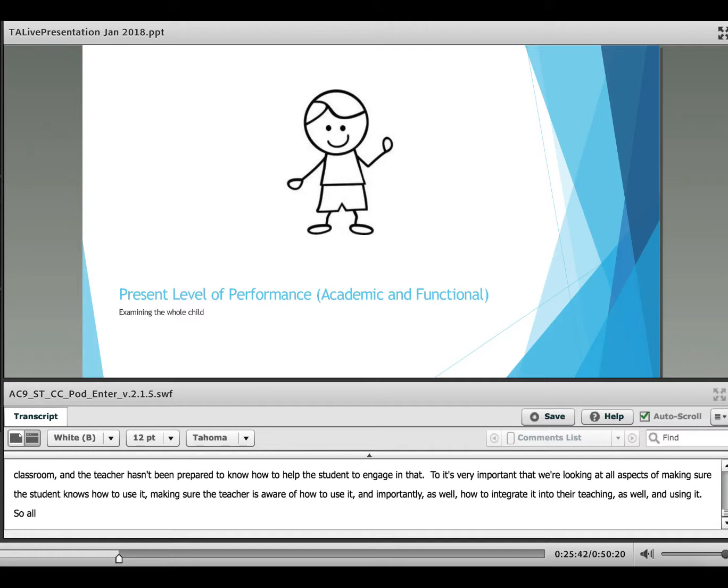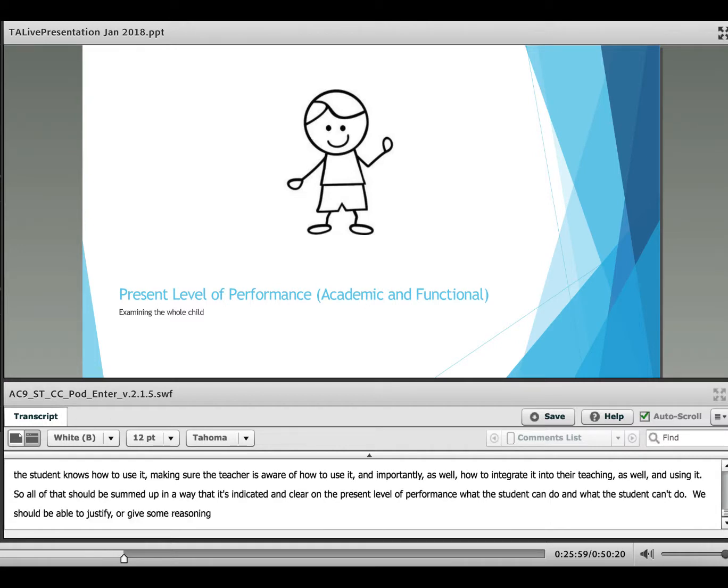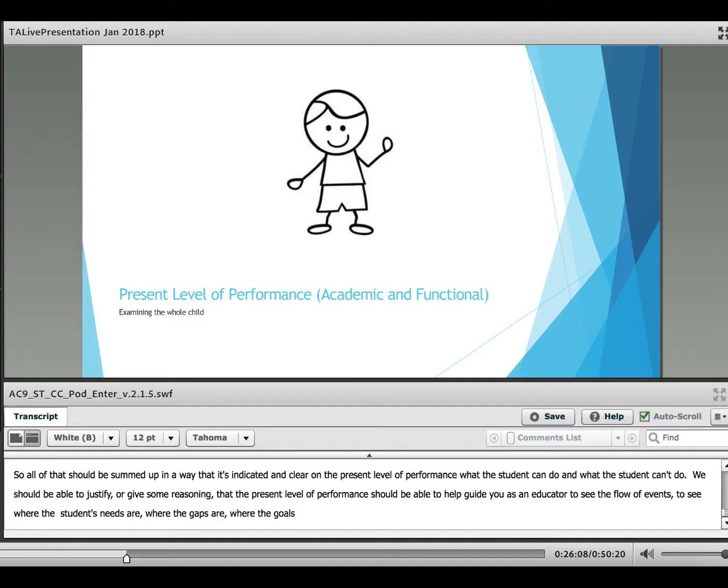So all of that should be summed up in a way that it's indicated and clear on the present level of performance, what the student can do and what the student can't do. We should be able to justify or give some reasoning that present level of performance should be able to help guide you as an educator to see the flow of events, to see where the student's needs are, where the gaps are, where the goals are, and what accommodations are needed for the student to help them meet that.